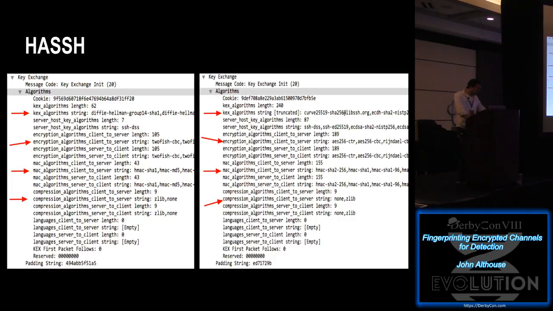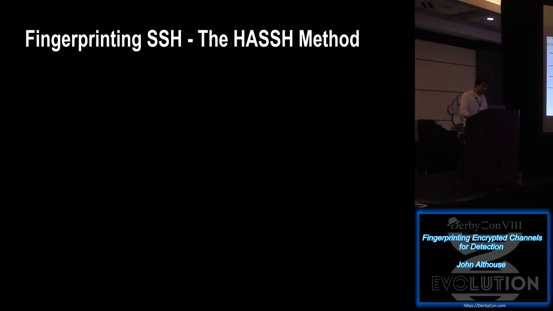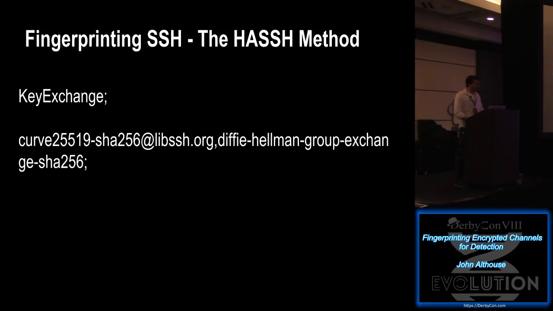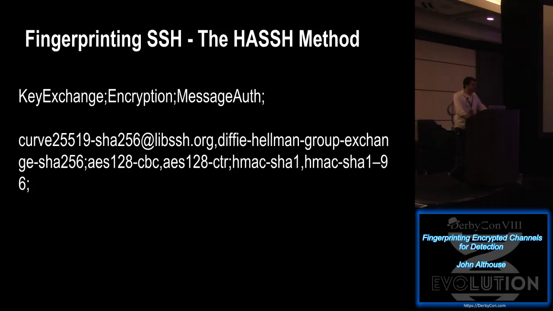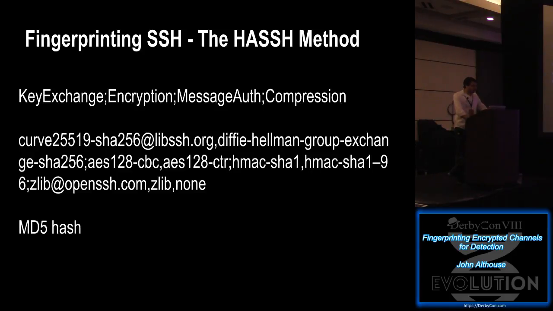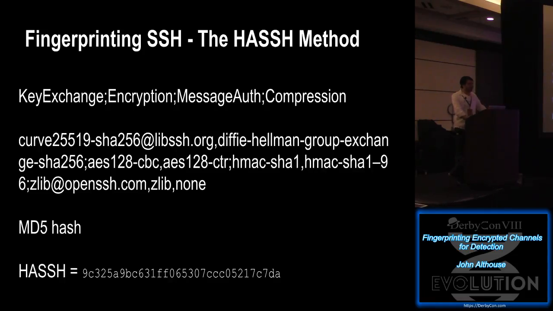So we use the KEX algorithms, the encryption algorithms, the MAC algorithms, and the compression algorithms. And just to give an example, I've got two different clients up here, but between the two clients, one will have zlib none and the other one will have none zlib. So just the way that they're ordering very simple things can be very unique. The method for fingerprinting SSH clients and servers that we came up with that tends to just be simple and work is we take the key exchange, we use a semicolon delimiter, then encryption, MAC, compression, and then we take all that, we MD5 hash it to a nice, easy, shareable 32-character fingerprint.